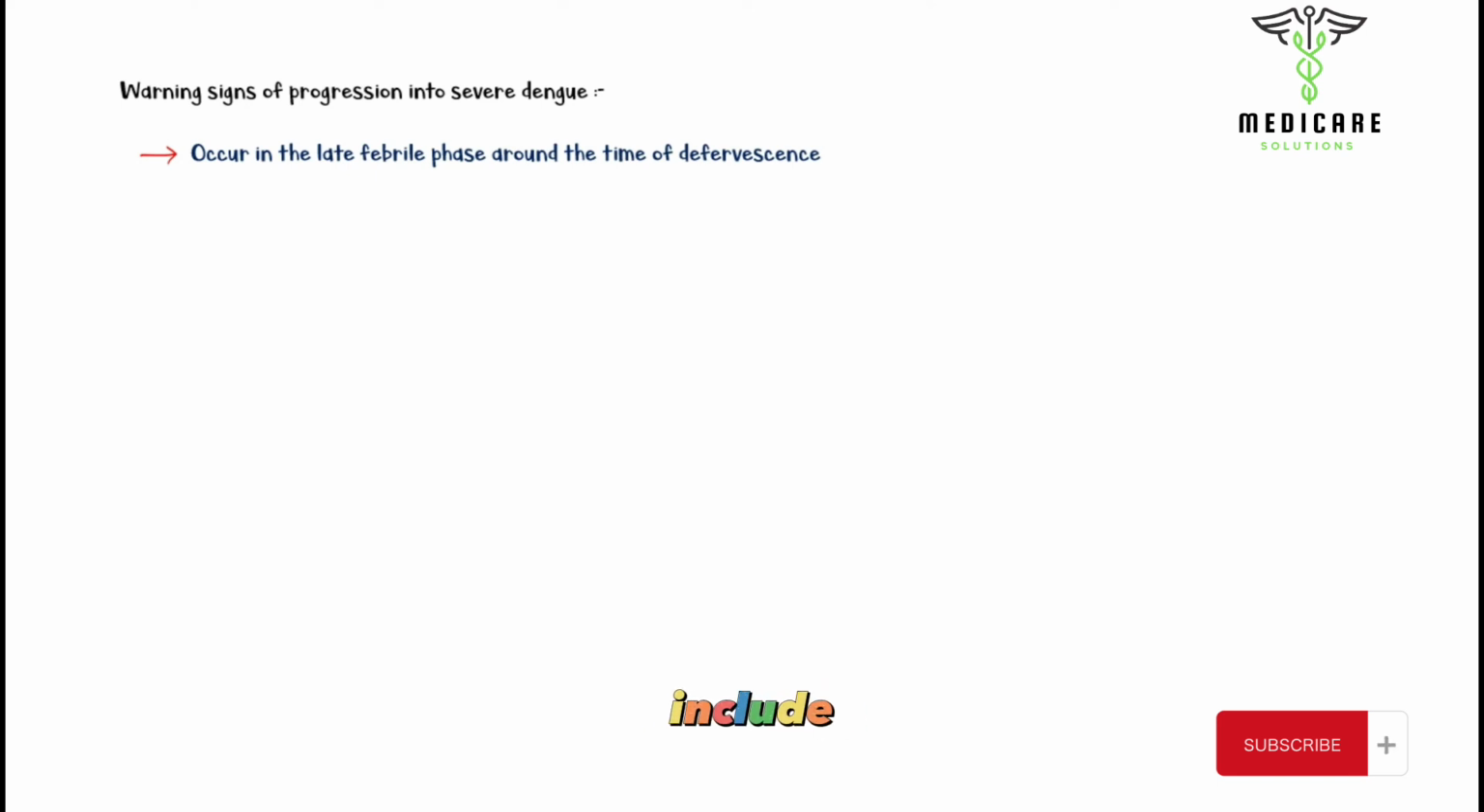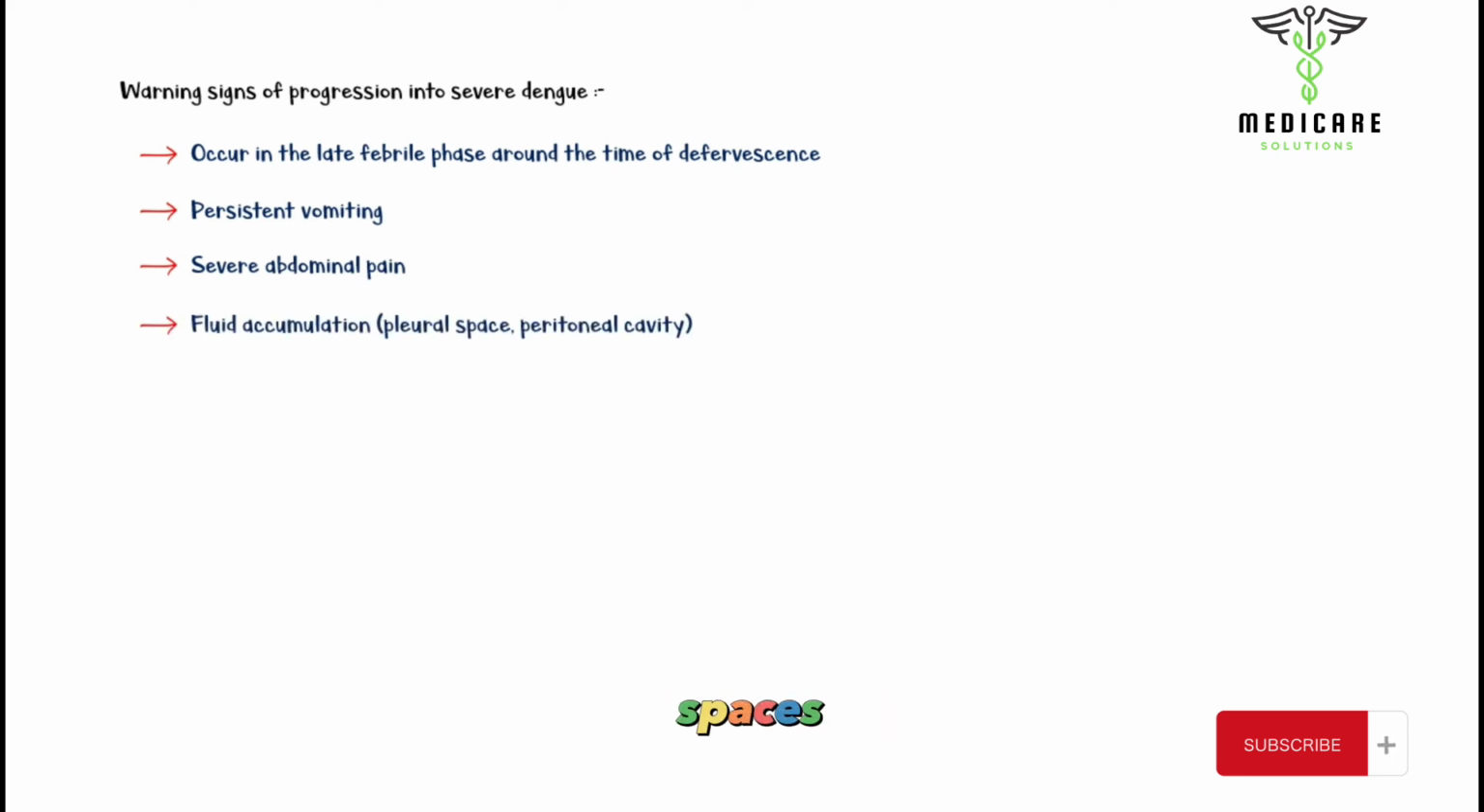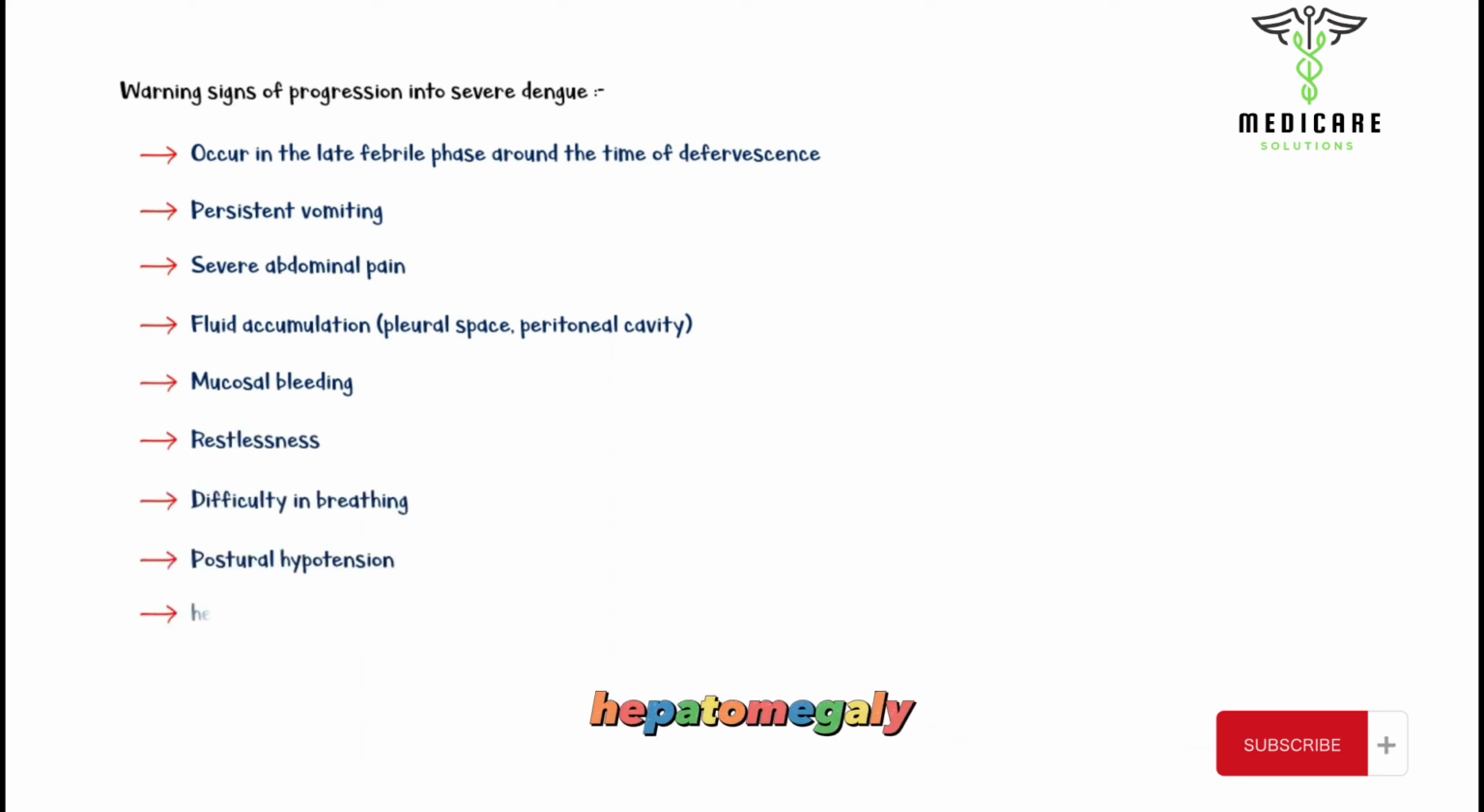Some of them include persistent vomiting, severe abdominal pain, fluid accumulation in body spaces, mucosal bleeding, restlessness, difficulty in breathing, postural hypotension, and hepatomegaly. Now let's come to the critical phase.